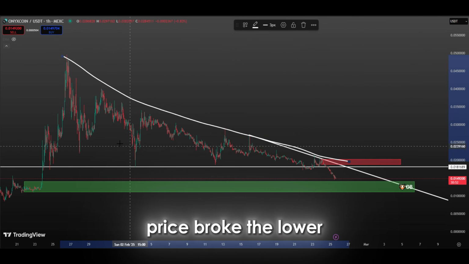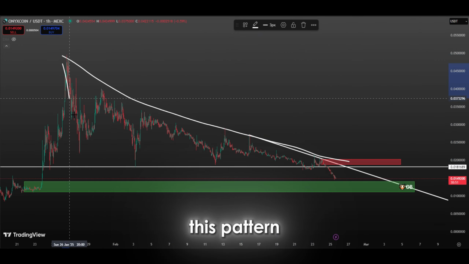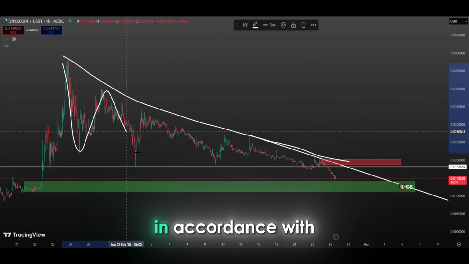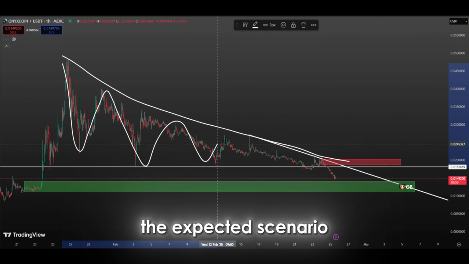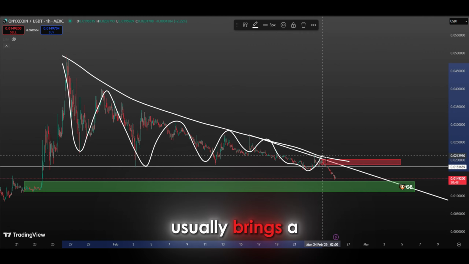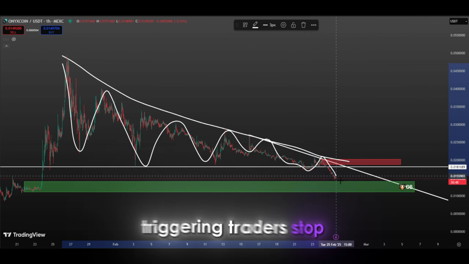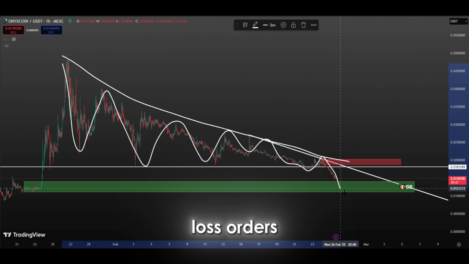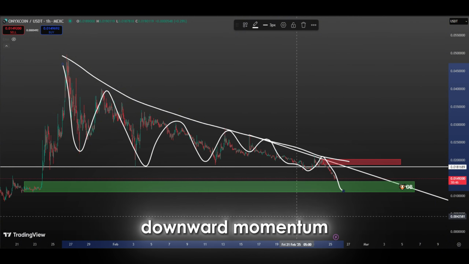However, when the price broke the lower support level of this pattern, there was a sharp decline in accordance with the expected scenario. This is because a breakout of the descending triangle usually brings a strong wave of selling, triggering traders' stop-loss orders and accelerating the downward momentum.